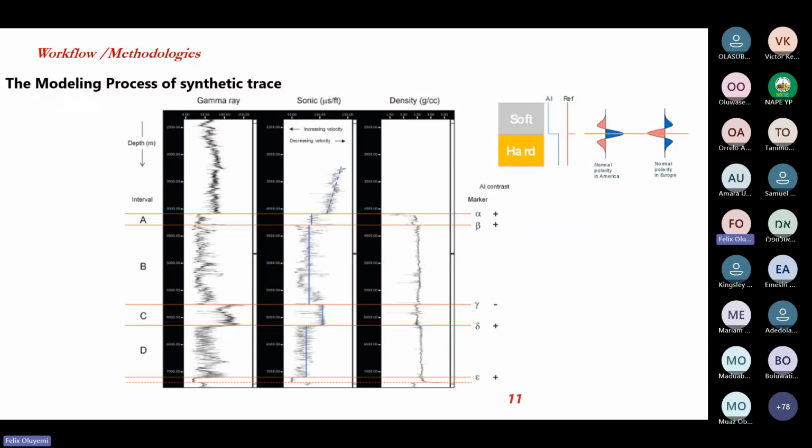Then your sonic is very good. So your sonic is telling you whether the velocity at that particular place is fast or slow, while your density is telling you how dense this particular formation is. This one is denser, the other one is not denser. So your sonic and density can come from the well.